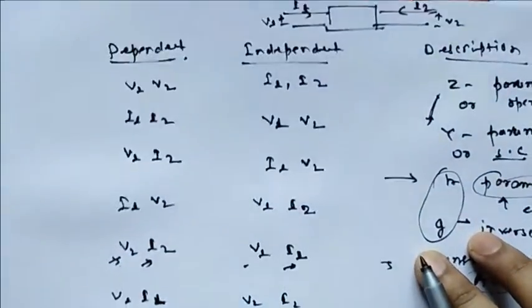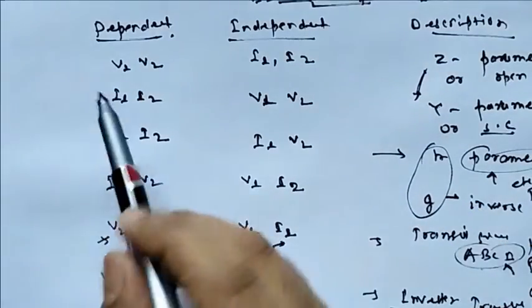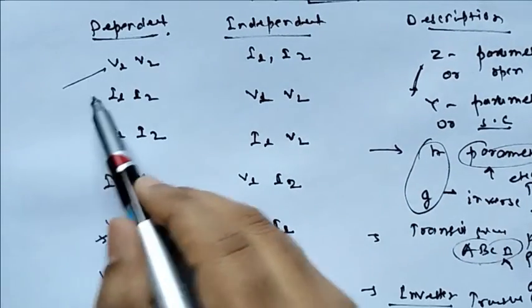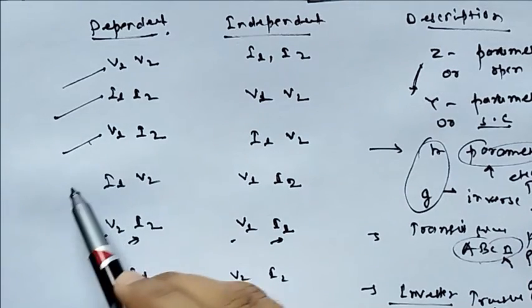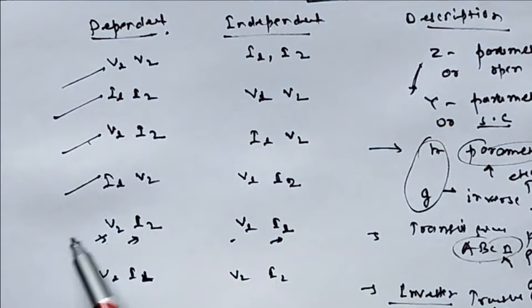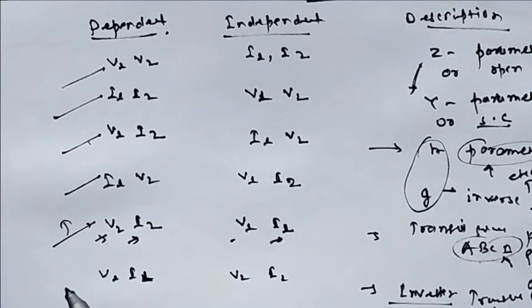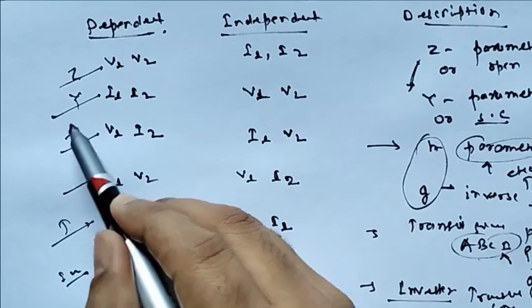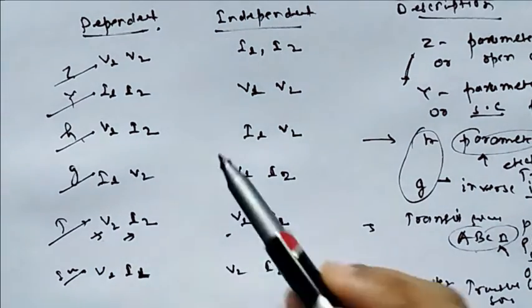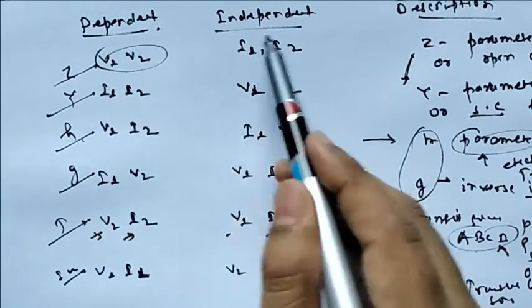So here there are 6 classifications. First one is the Z parameter, second is Y, third is the H parameter, fourth is the G parameter. This is your transmission parameter, this is your inverse transmission, so Z, Y, H and G parameter. This is how we term each of them.